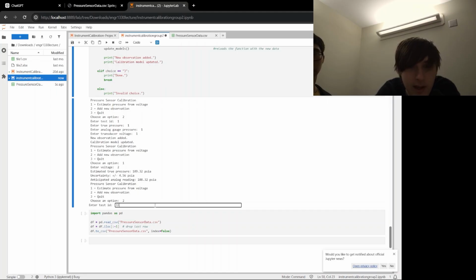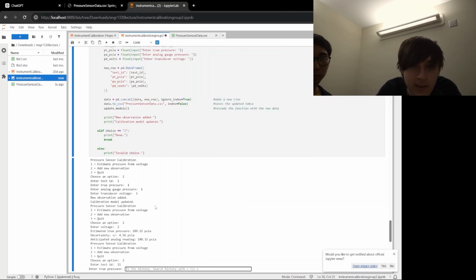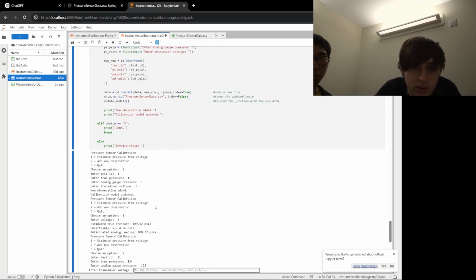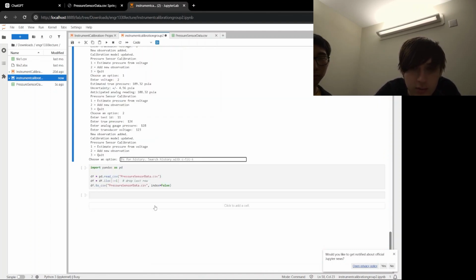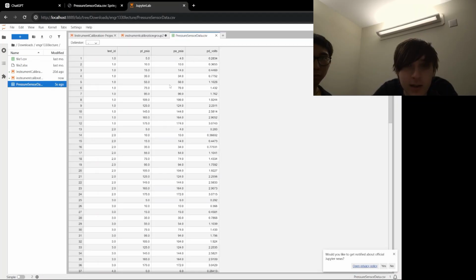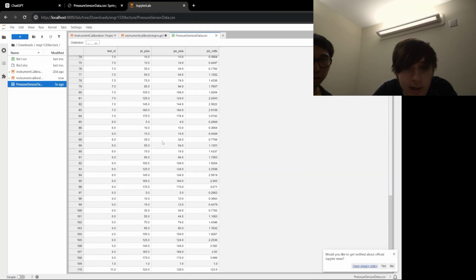So if we were to add a test ID and then we gave it different pressures and voltage, then it will go ahead and add that to the CSV file. So if we close and reopen the CSV file and scroll all the way down, right here at the bottom, number 110, we have 11, 124, 128, 123, which is what I just entered.